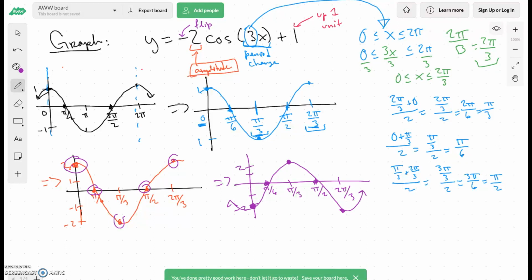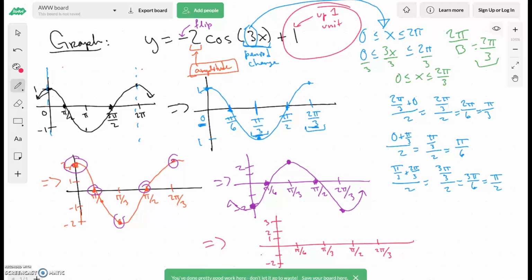Now we're almost done because all we've got to do now is just move the graph 1 unit up. So this is going to be my last graph. Let me write it like this. This is going to be pi over 6, pi over 3, pi over 2, and then 2 pi over 3. I'm going to write 1, 2, 3, because I know that there's going to be some sort of shifting, and I'm going to make this minus 1, minus 2, and minus 1.